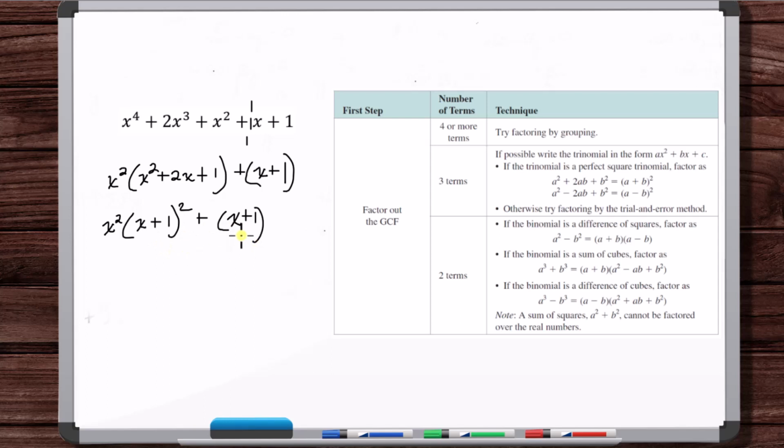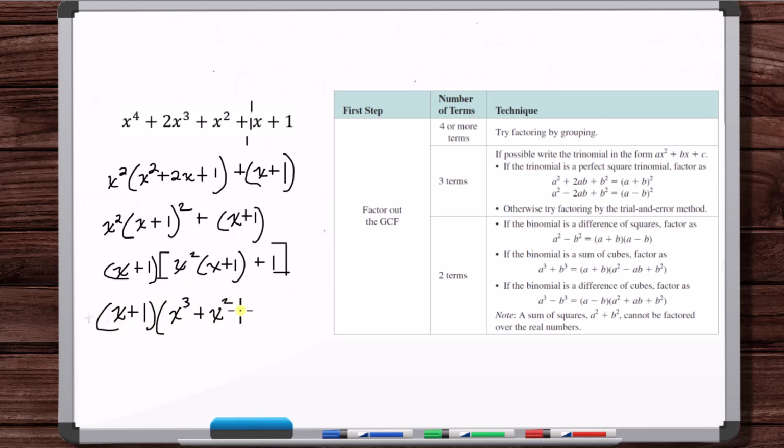And look, this is what grouping does. If you're going to end up factoring both of the groups, you're going to get a common factor. So we can factor out an x plus 1. So we take an x plus 1, and we're left with x squared times x plus 1 plus 1. Right? So you've got x plus 1, and then you can say x cubed plus x squared plus 1.